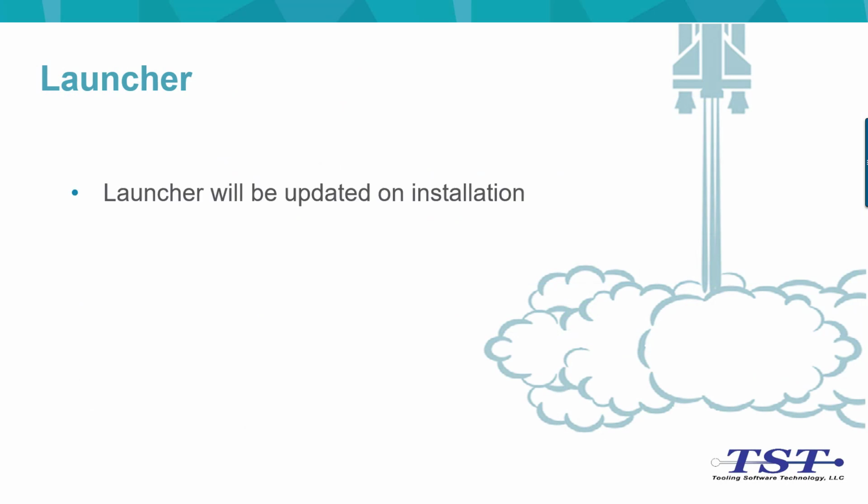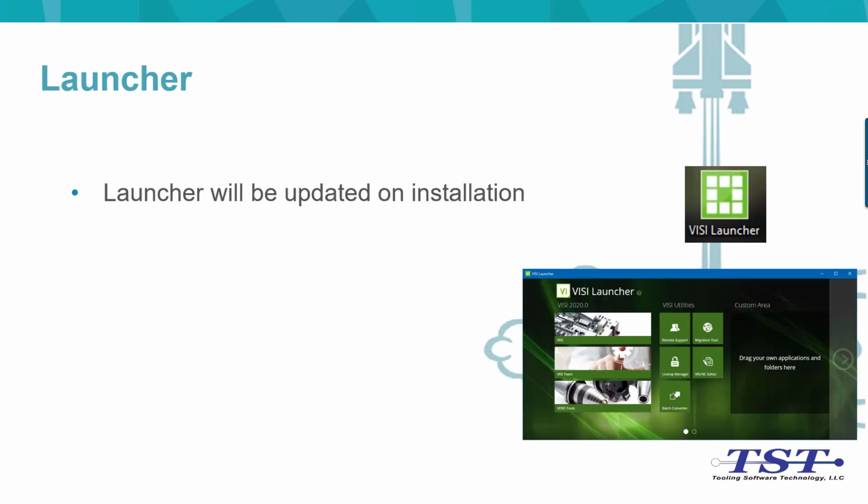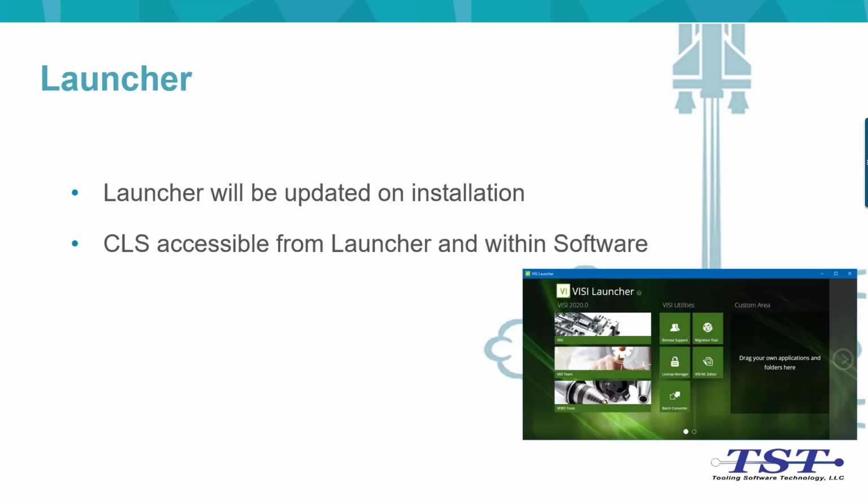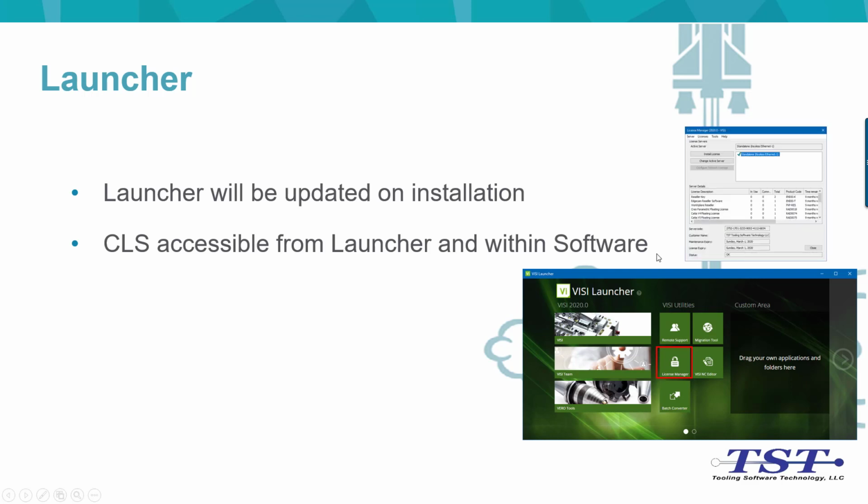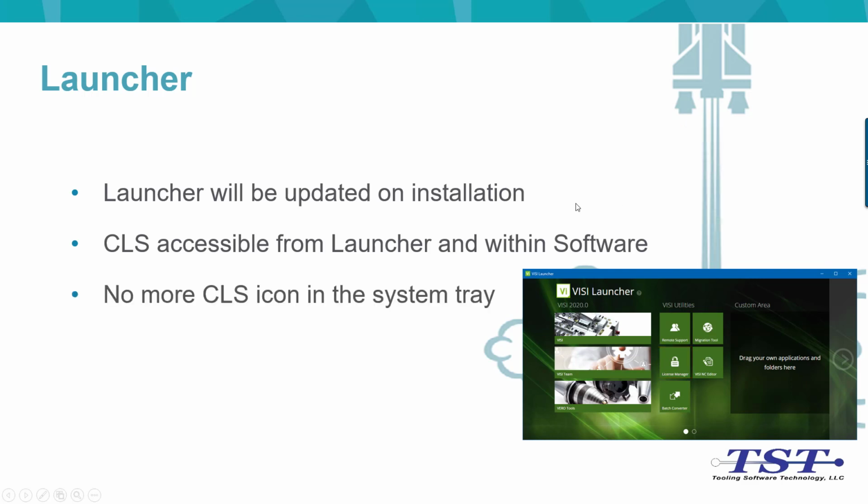So the installation includes the launcher. The Visi launcher is the only way you can access the CLS license manager. This is where you would access it from. You would not be able to access this from the system tray anymore. So there is no more system tray. It's all through the Visi launcher.